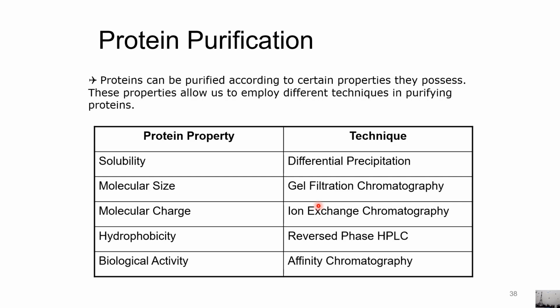We can think about the property of solubility, where we use the technique of differential precipitation. For molecular size, we use gel filtration chromatography, also called size exclusion chromatography or gel permeation chromatography. If we are talking about molecular charge, we can go ahead with ion exchange chromatography. For the hydrophobicity property, we can go with reverse phase HPLC. And for biological activity, we can use affinity chromatography.